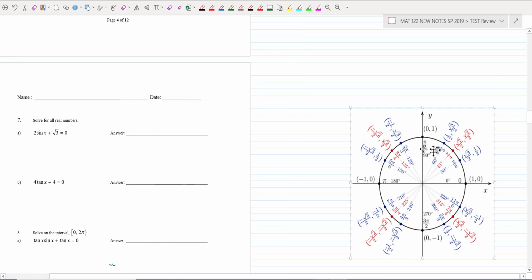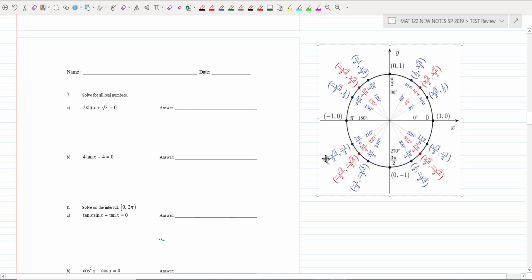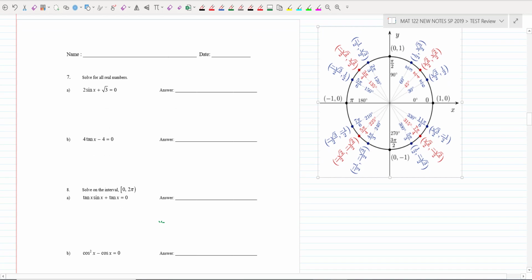And I'm going to polish this up with a few other examples here using kind of the same idea. Okay, this problem, the first thing you would do is subtract root 3 from both sides. So you would have 2 sine x equals negative root 3. Then you would divide by 2. So we have sine of x is equal to negative square root of 3 over 2, like that.